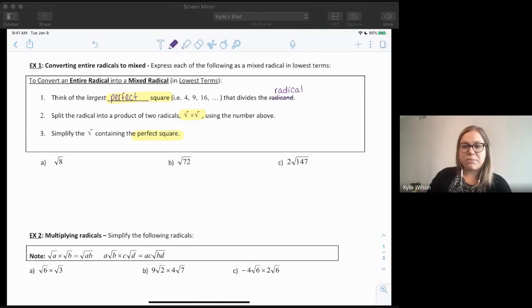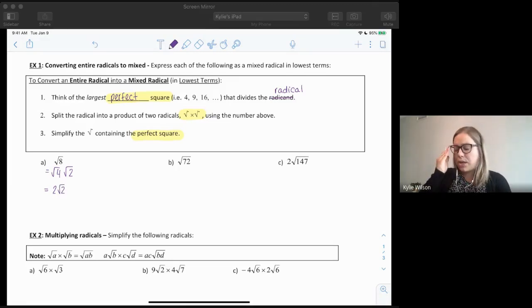So the first example we have is root 8. So I want to think of a perfect square, so 4, 9, 16, 25, etc., that goes into 8. So the first one I'm going to think of is 4. So this is the same thing as 4 times 2. So because 8 is 4 times 2, I can do root 4 multiplied by root 2, like this. And now I can simplify root 4. So that is the same as 2 root 2.